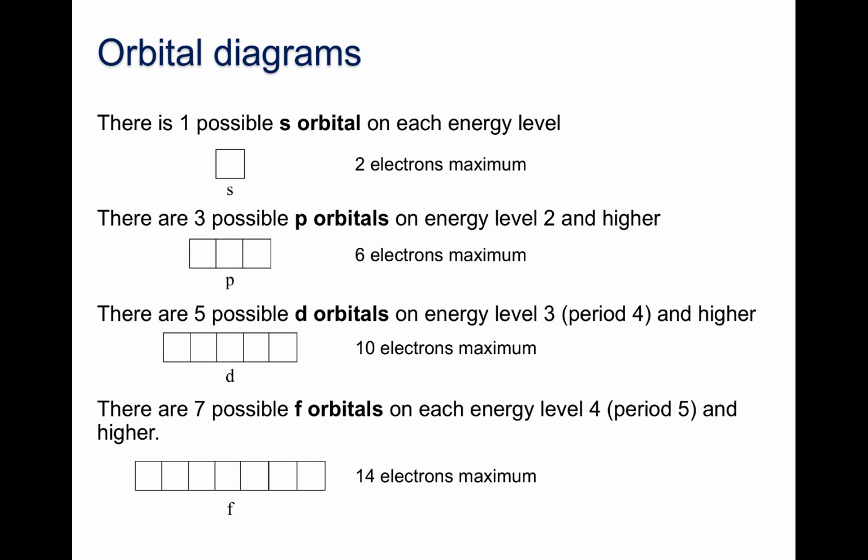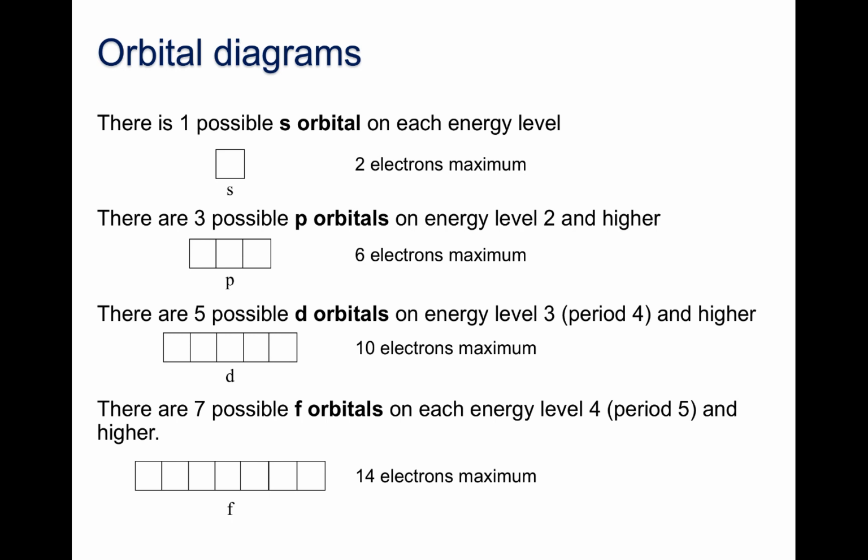When you're drawing orbital diagrams, it's important to draw all of the possible orbitals that are available in a sublevel. For s sublevels, there's only 1 possible orbital, so you always draw 1 box for an s sublevel. For a p sublevel, you're always going to draw 3 boxes because there are 3 possible orbitals on any p sublevel. So even if there is only 1 electron in that p sublevel, you still have to draw all 3 boxes to represent the possible orbitals that are available of equal energy.